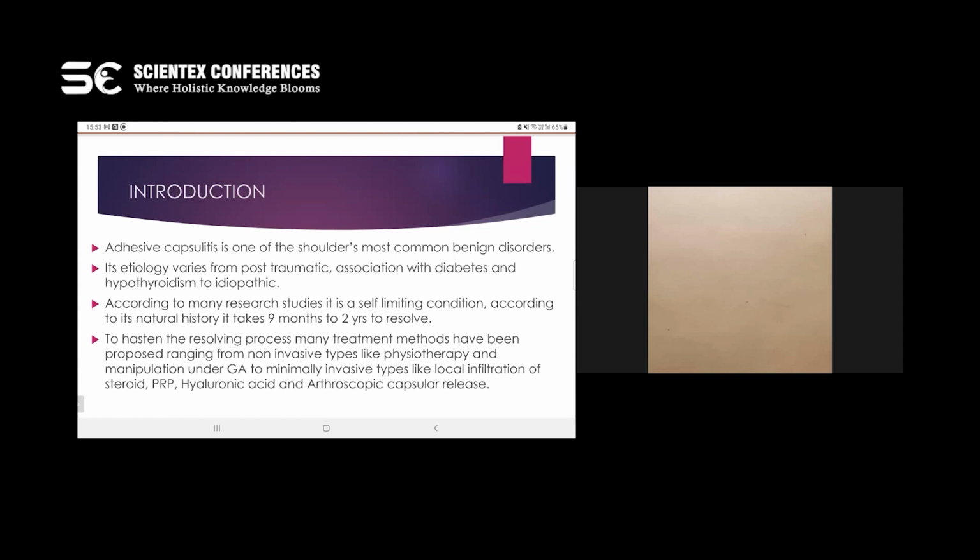Many treatment protocols and strategies have been described previously, ranging from non-invasive types like physiotherapy alone and manipulation under general anesthesia, to minimally invasive types like local infiltration of platelet-rich plasma, hyaluronic acid or steroid, arthroscopic adhesiolysis or capsular release, or hydrodilatation by infusing normal saline into the shoulder joint, which will further break the adhesions.